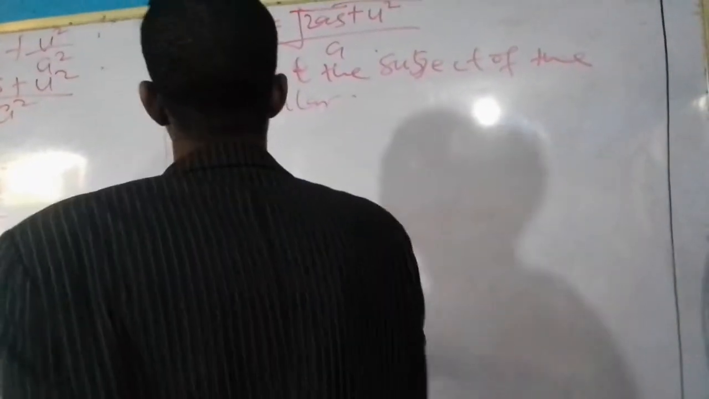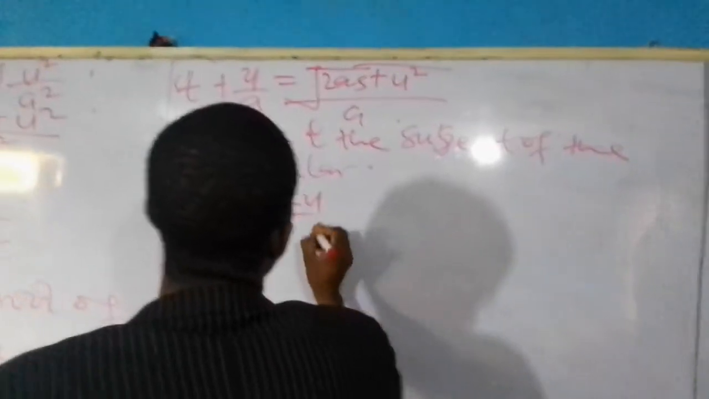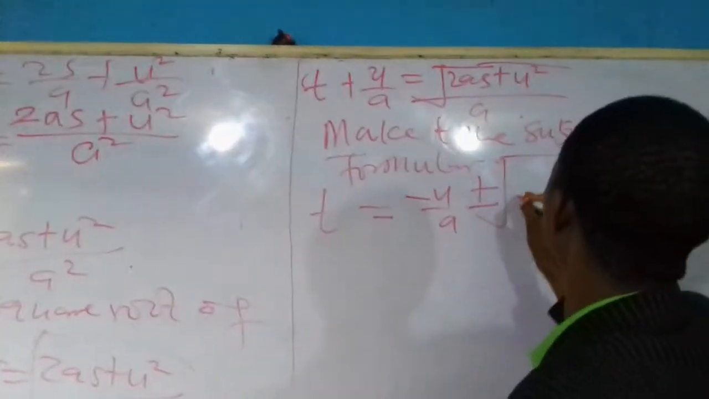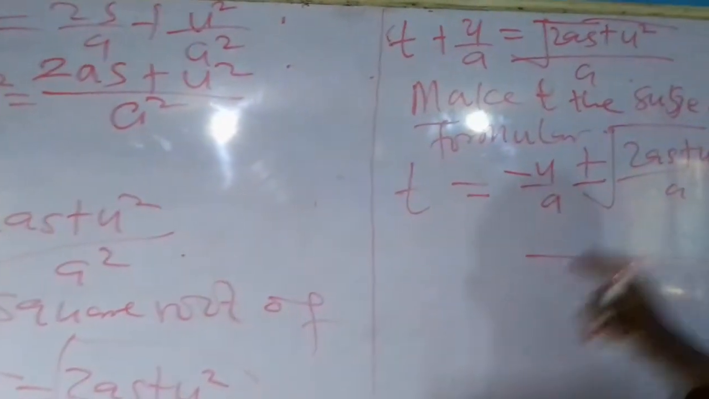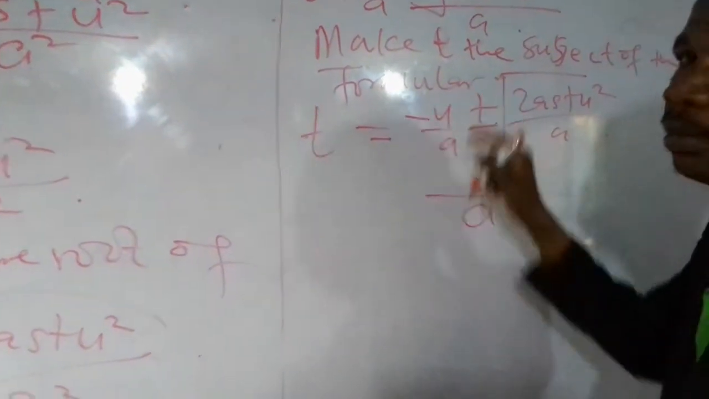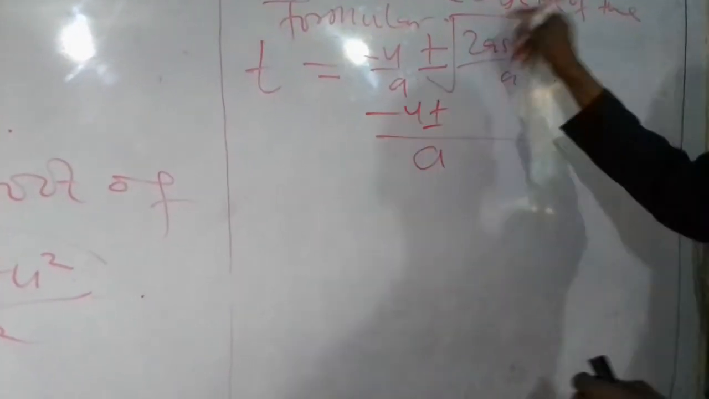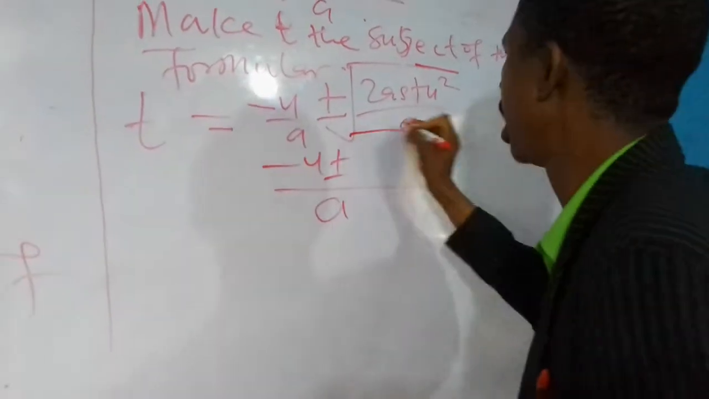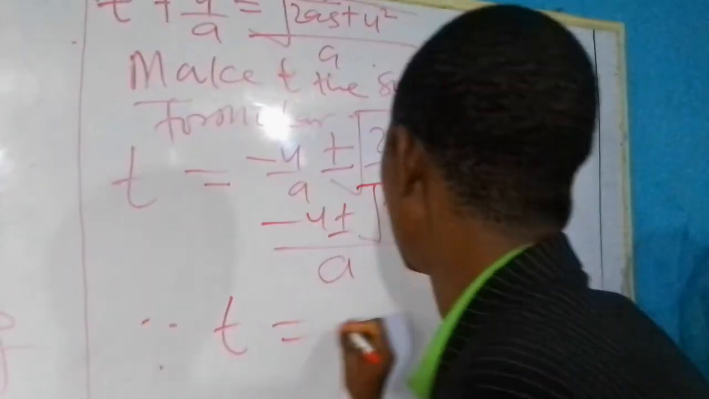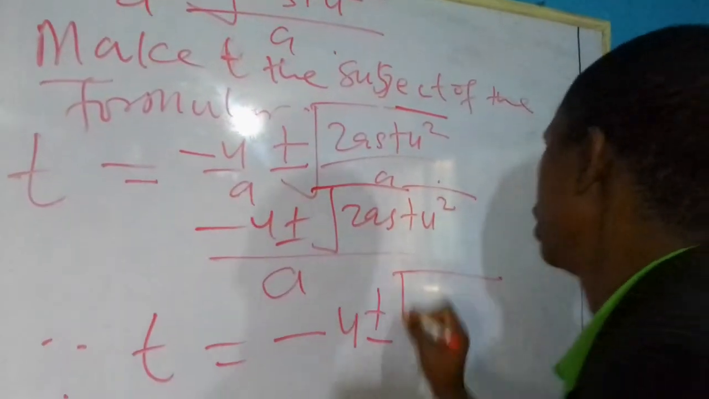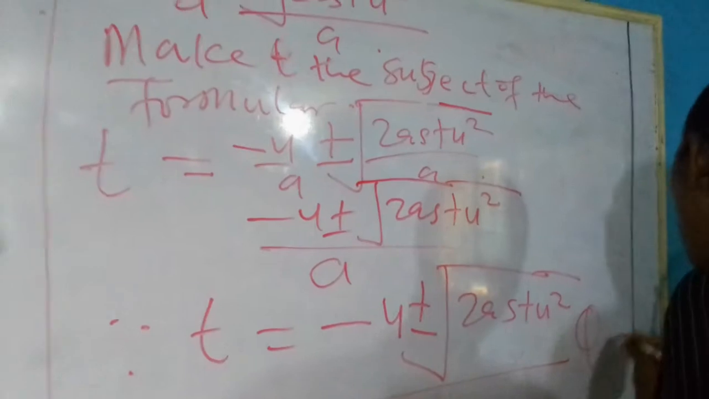Making T the subject of the formula, we have T is equal to, if this U is going to the left hand side, minus U over A, positive or negative, the square root of 2AS plus U squared over A. By finding the LCM, A in A is 1, times minus U, that's minus U, positive or negative. A divided by A is 1, times the square root of 2AS plus U squared. Therefore, T is equal to minus U positive or negative the square root of 2AS plus U squared, all over A.